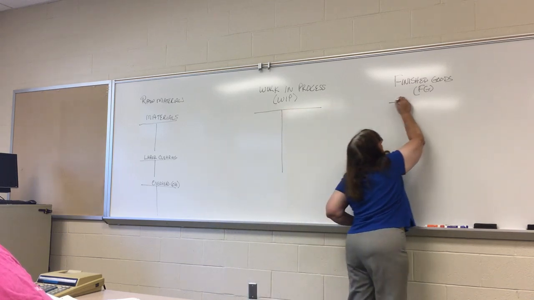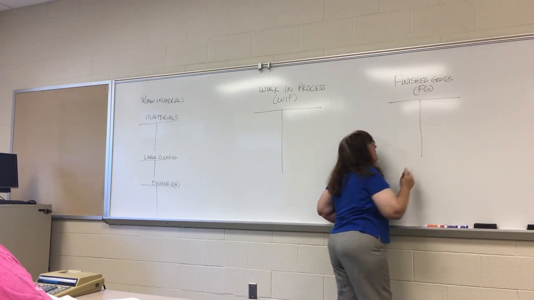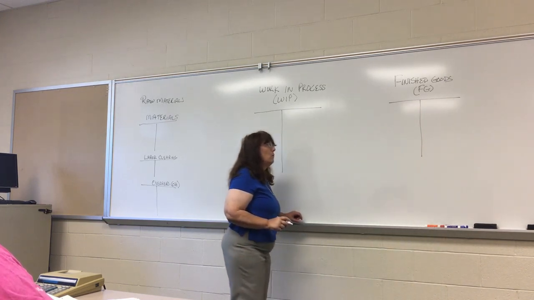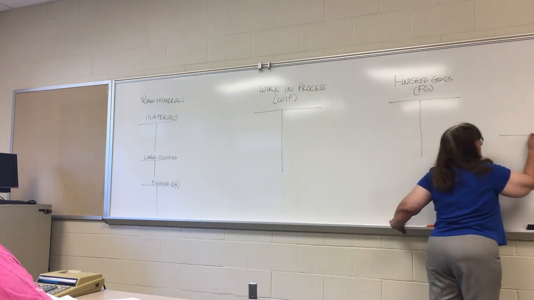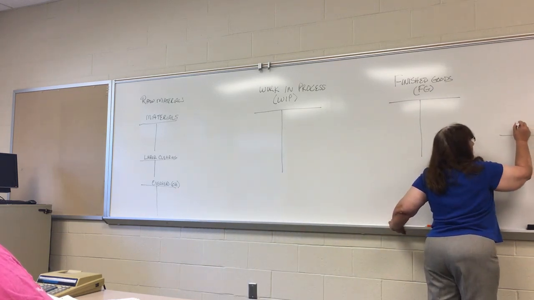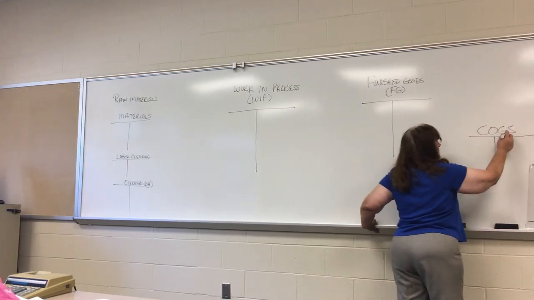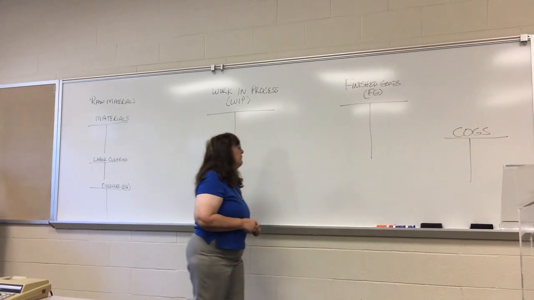Work in process and finished goods each have their own ledger account. And we will need a cost of goods sold T account.